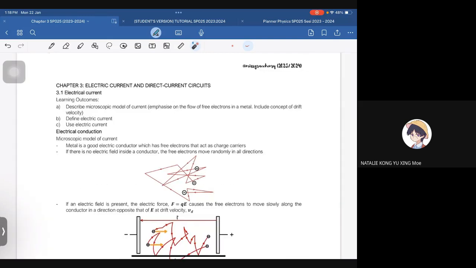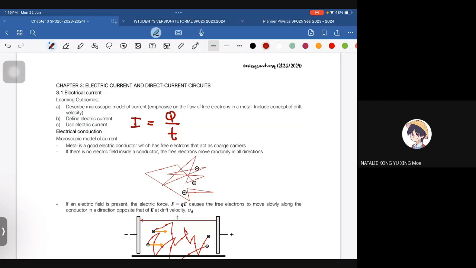So the subtopic is electric current. For this subtopic, what you need to know is basically to describe the microscopic model of current. This describe question is a UPS question, a theory part. The PSPM part is basically on using electric current. The formula for current is I equals Q over t. This is the formula you need to apply.